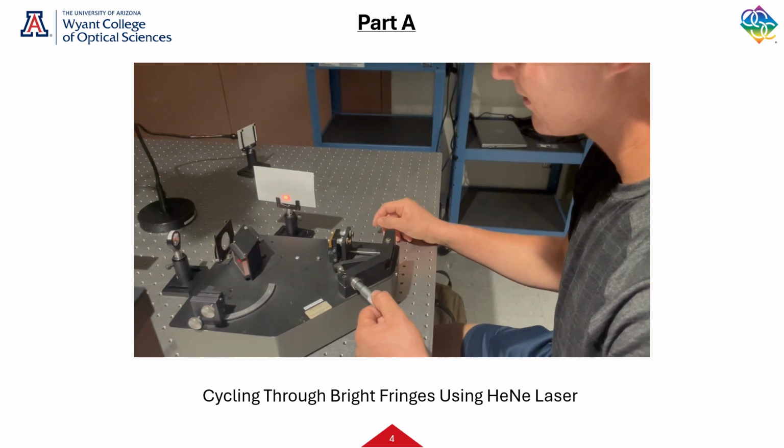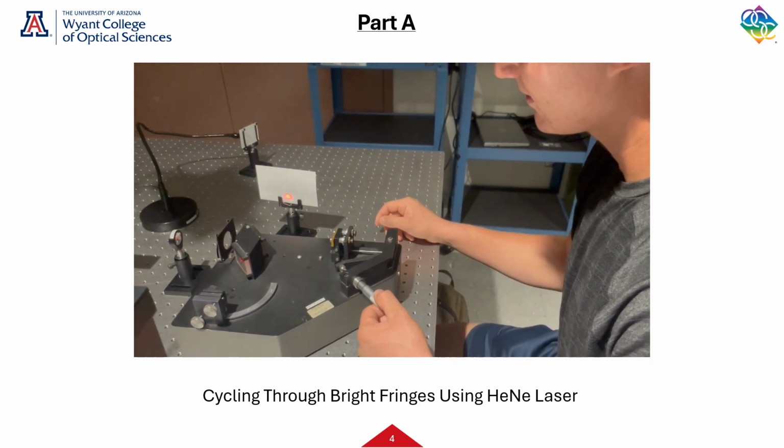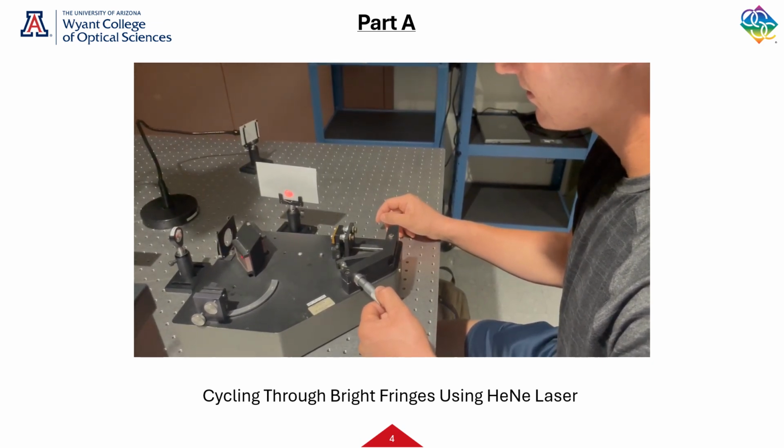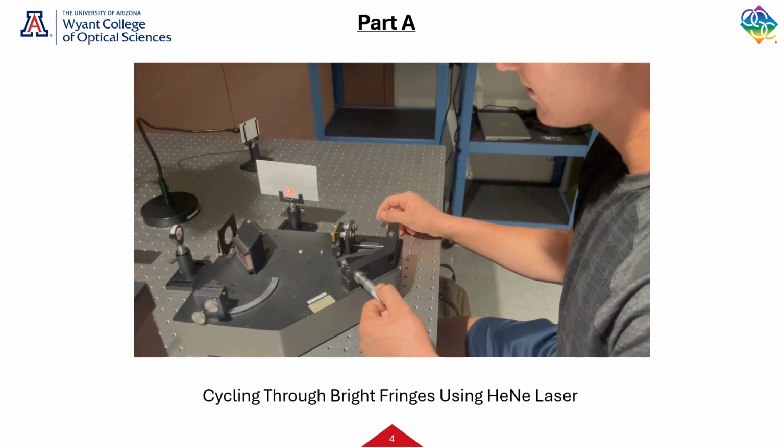In the video, Loudon is cycling through the 100 bright fringes of the HeNe laser, which allowed us to calculate the configuration factor of the micrometer.